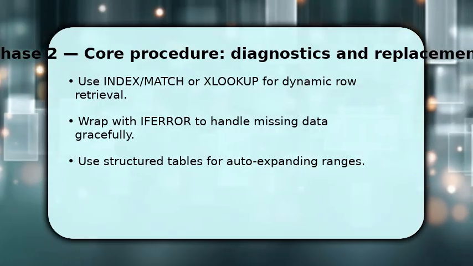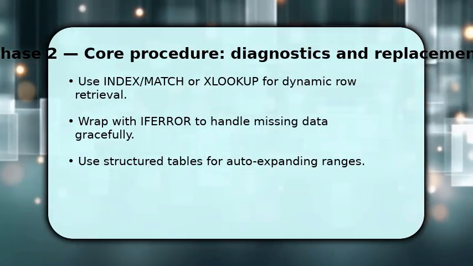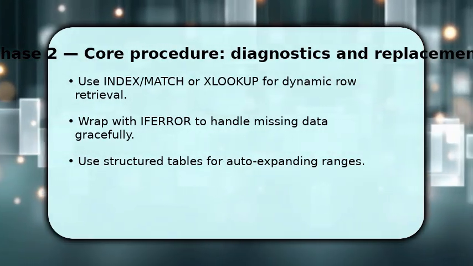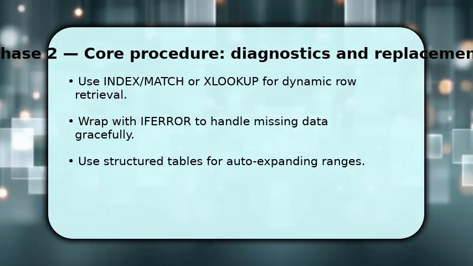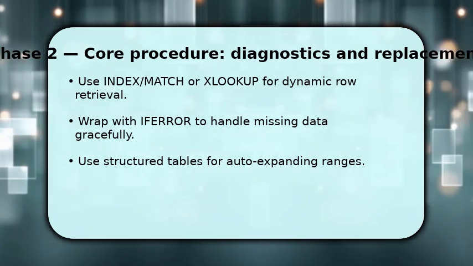Also, convert your source range to a table so the range expands automatically. That way, formulas reference the table name and keep working when you add rows. This combination keeps links accurate and maintainable.